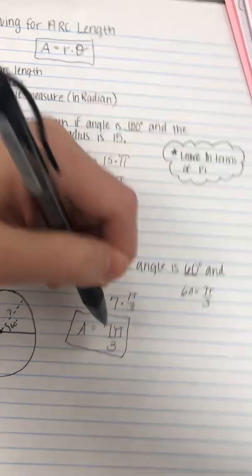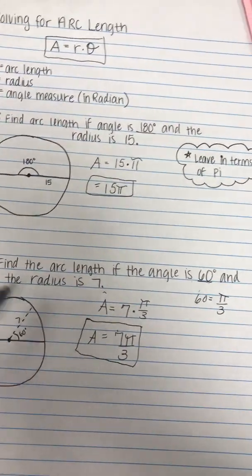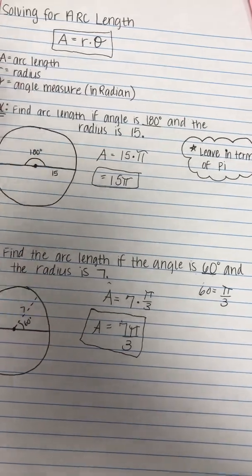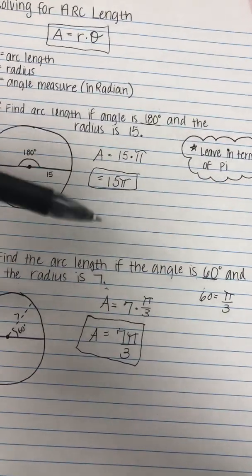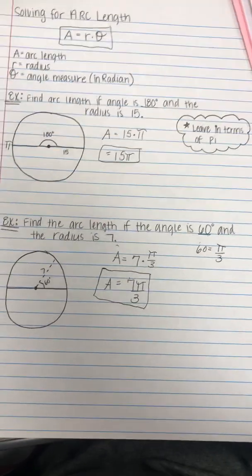Now we could multiply this out: 7 times pi divided by 3. Our arc length would be 7 point something. It'd be a little more than 7, but we're going to leave it in terms of pi, and so that's what we're going to get.